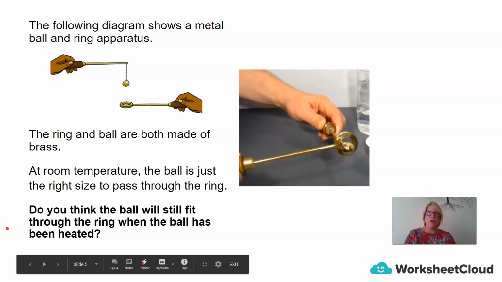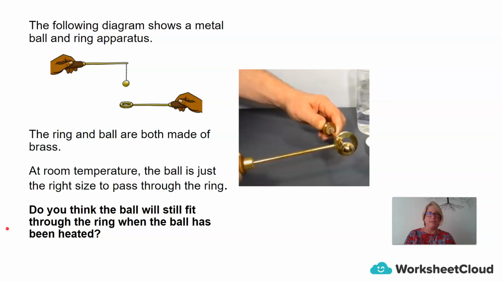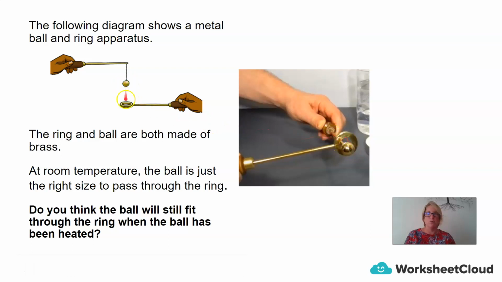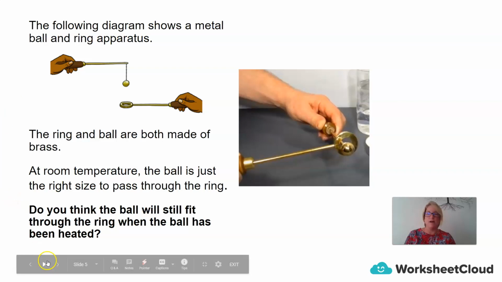The following diagram shows a metal ball and ring apparatus, and in a few moments I will show you a clip of how this experiment works. The ring and the ball are both made of brass, and at room temperature the ball is just the right size to pass through the ring. So in this diagram over here you can see that the ball is able to pass through the hole in the middle of this ring. So this ball is able to pass through. However, do you think the ball will still fit through the ring when the ball has been heated? Let's go and find out.